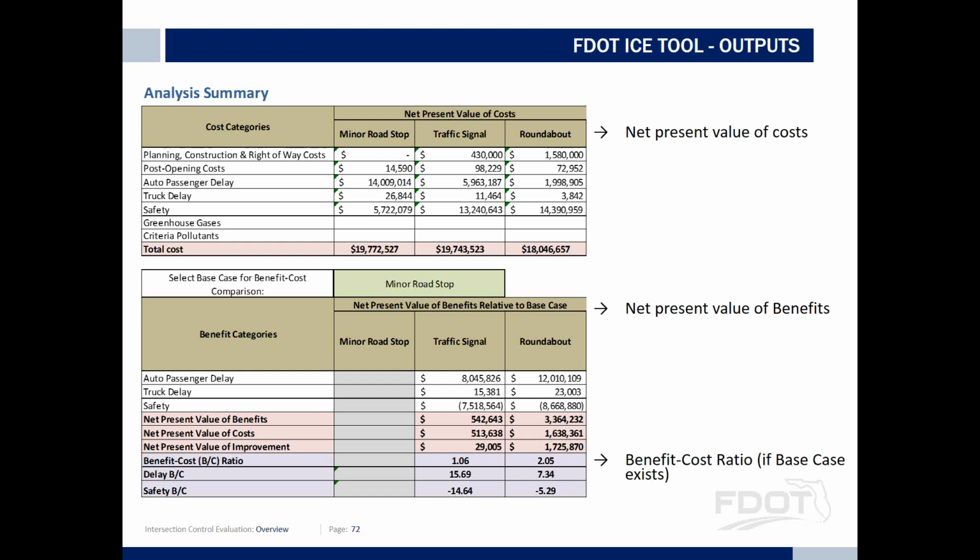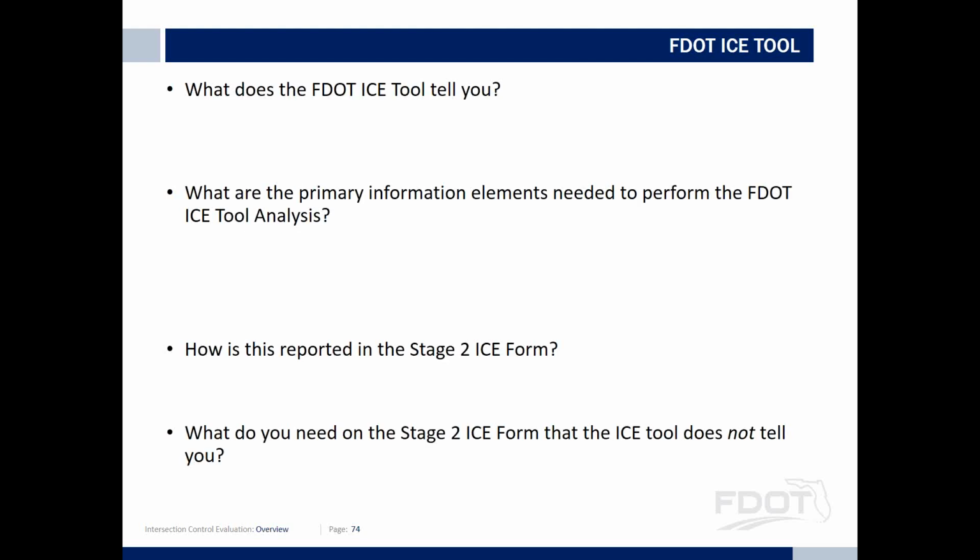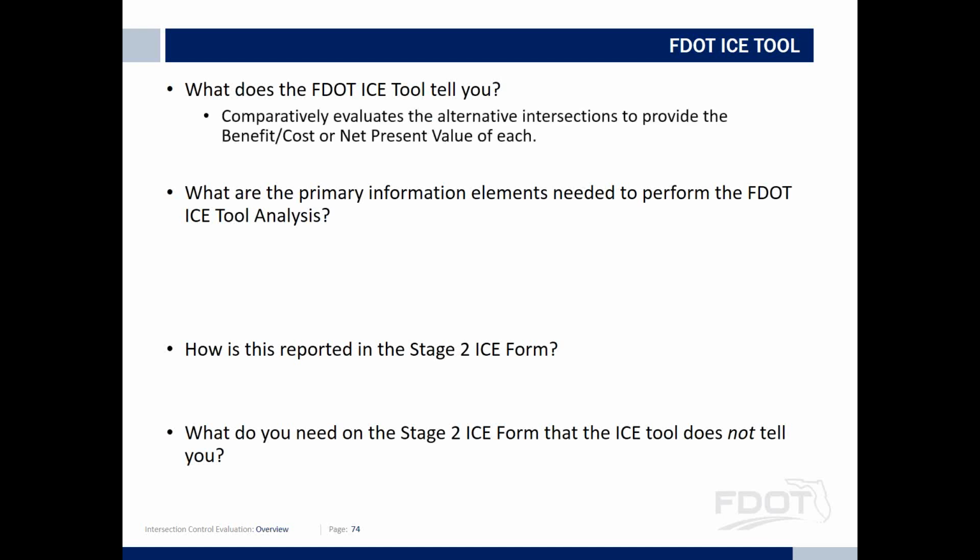That's presented with the study, and the study is like any other traffic engineering study, got to be signed and sealed, and available for going to the next step, which is implementation. This is another way to present it. It just shows you the different costs and how they're comparing to the alternatives and what comes out. The lower, the better. Okay, so the FDOT ICE tool comparatively evaluates the alternative intersections to provide the benefit cost and net present value for each. Bottom line.